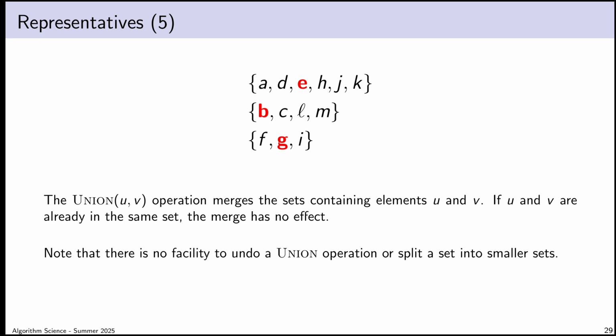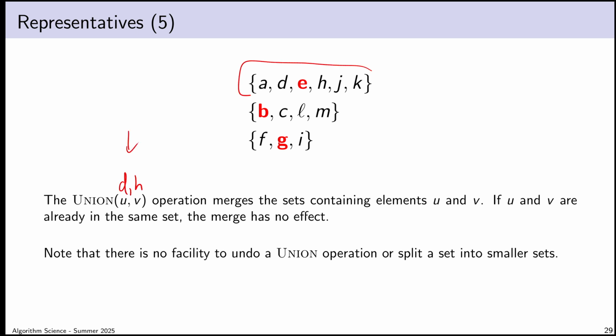So the union operation merges the sets containing two given elements. I can call union with any elements I want. I don't have to use representatives. So I could say things like, merge together the set containing A and the set containing I. Or I could say, merge together the set containing E and the set containing B. Or I could say, merge together the set containing D and the set containing H. Now think about that last one.